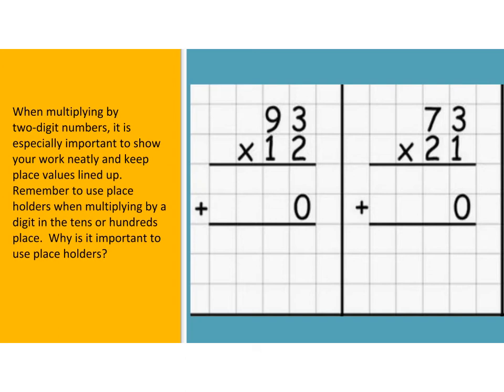So far, we've only been multiplying by one-digit numbers. When multiplying by two-digit numbers, it is especially important to show your work neatly and keep place values lined up. Remember to use placeholders when multiplying by a digit in the tens or hundreds place.